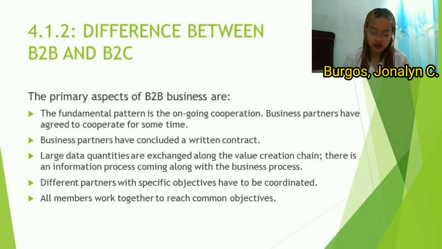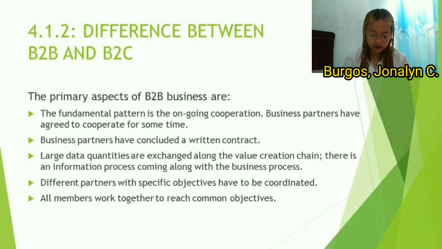Complex or large data which is difficult to process using basic methods must be exchanged along the value cooperation chain, or the set of activities that an organization carries out to create value for its customer. There is an information process going along with the business process, all the way to its delivery to the market and everything in between.